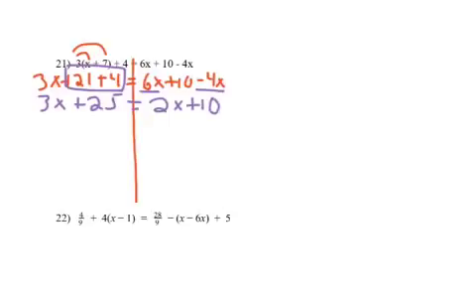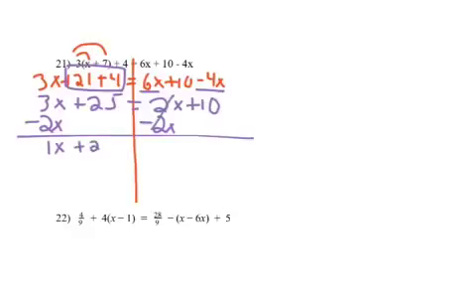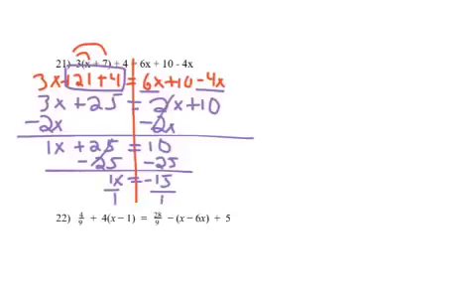Now it's like the normal problem you're used to doing. 2x is smaller than 3x, so I'm going to get rid of the 2x, the opposite of a positive 2x. I would subtract 2x from both sides. These cancel to give me 1x plus 25 is equal to 10. Then I'm going to subtract 25 from both sides to give me 1x equals negative 15. And then I could divide both sides by 1, and x would equal negative 15.